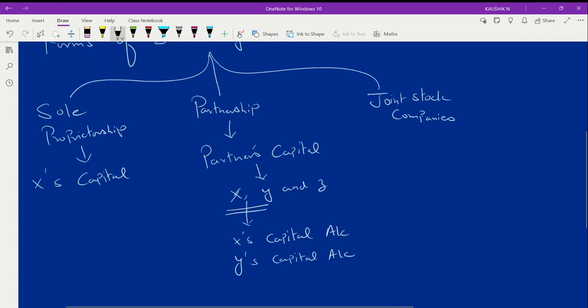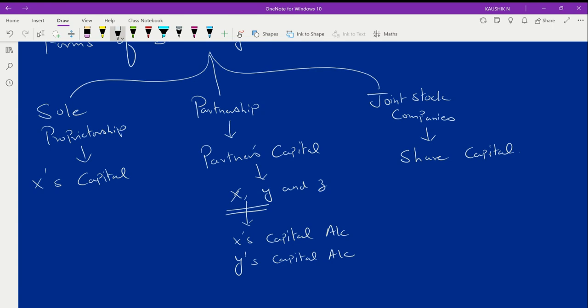Whereas when you come to the third segment, joint stock companies, even joint stock companies need capital to run the show. But in this, you will not call the capital simply capital or X's capital or partners' capital. You will denote that capital in the name of share capital, because the capital of the business has been shared among the local public, and it is more than 2 or more than 50 people.